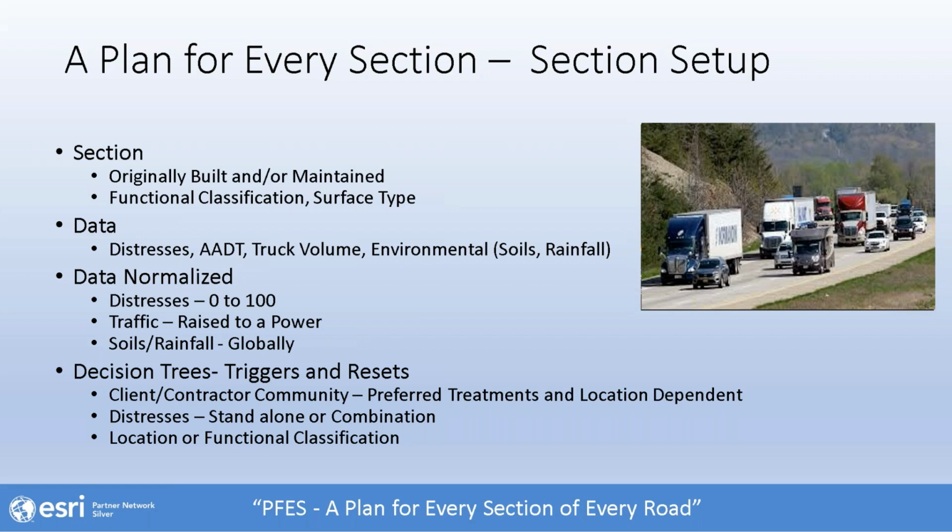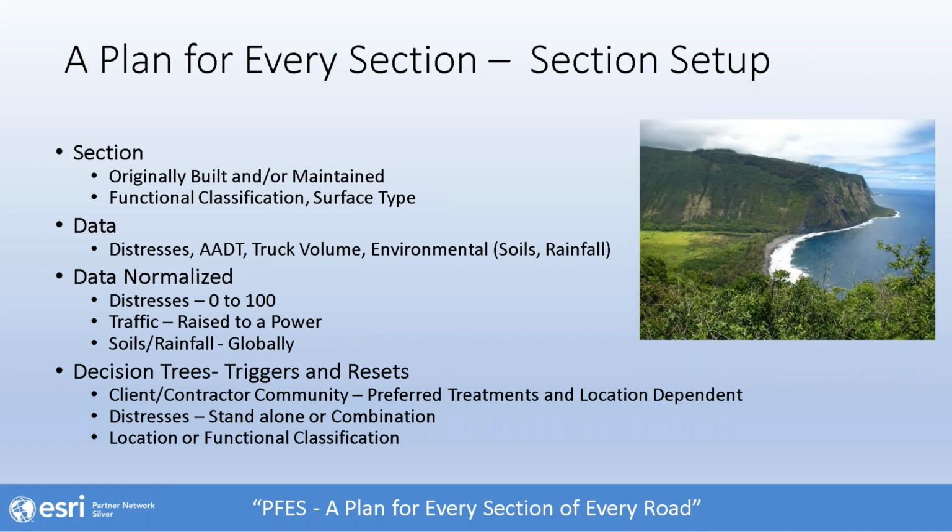Our goal here on sections is to try to create homogeneous sections for distresses. We don't want sections that have high distresses and low distresses in the same section. At the same time, we do not want sections that have high volume traffic, high truck traffic with low truck traffic. We also include environmental issues, soil, rainfall, water table, into our selection process.